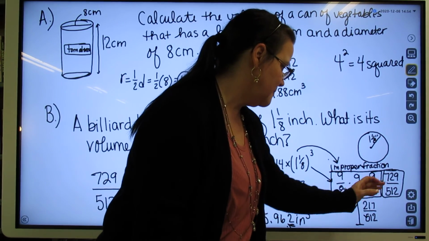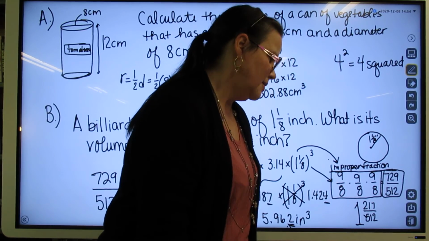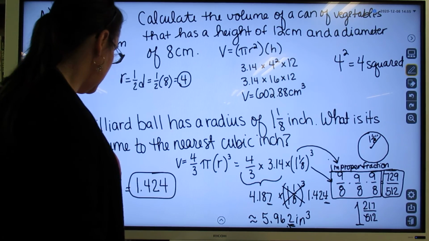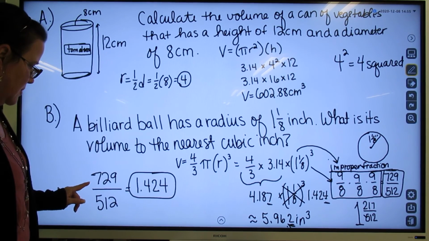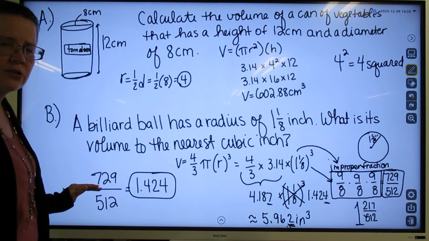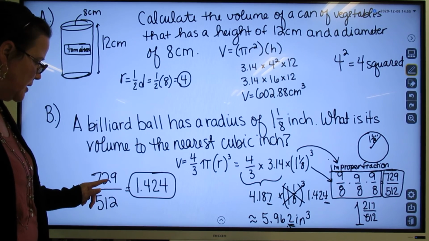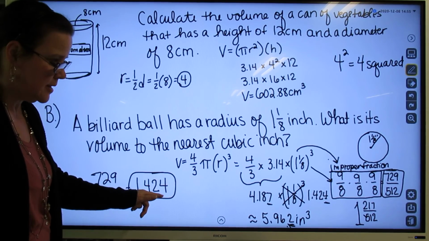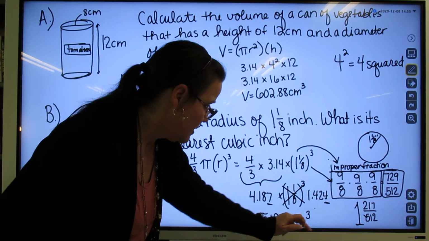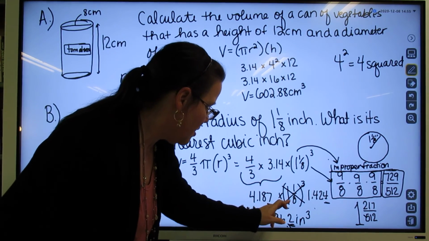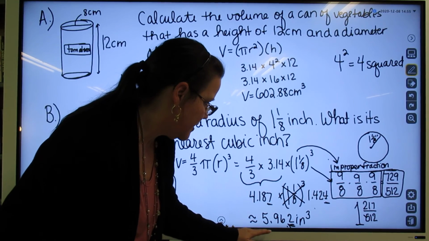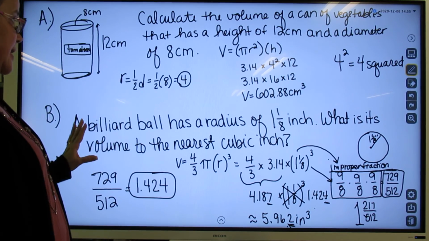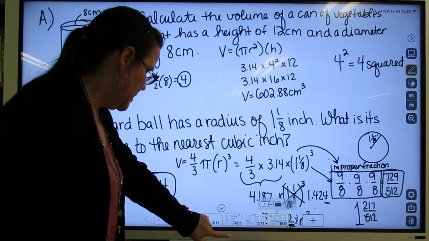We multiplied it. Then we worked it all out. However we worked it out is how it came to be. I think we turned it into a decimal. If we took 729 and we divided it by 512, we got 1.424. And that's the number we used for here. And then we multiplied all that, and we got 5 and 962 inches cubed. And that is how those 2 items were done.